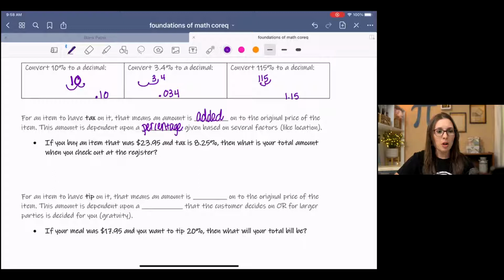I know, personally speaking, that when I was shopping in Pennsylvania, that's where my family's from, they didn't have tax on things like clothes, whereas in Texas, we do. So it just kind of depends on where you live.